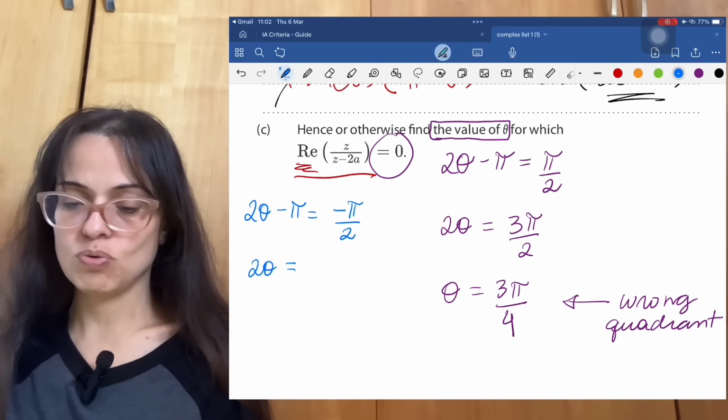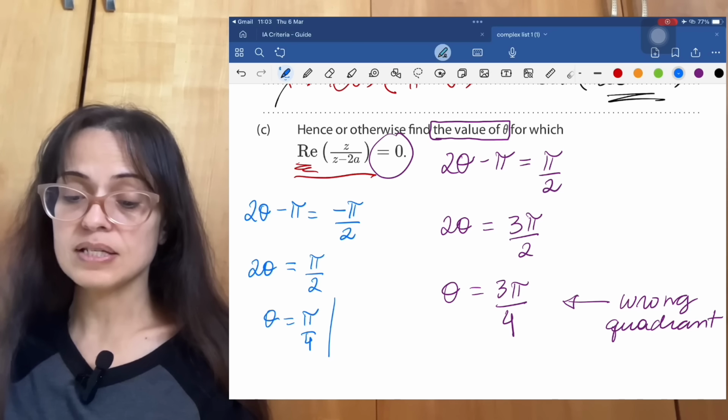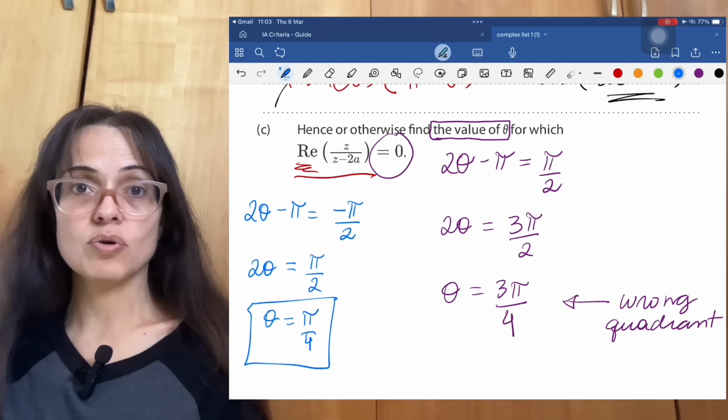This gives us 2 theta equals pi over 2, theta equals pi over 4, which is in the first quadrant. So this is the correct answer.